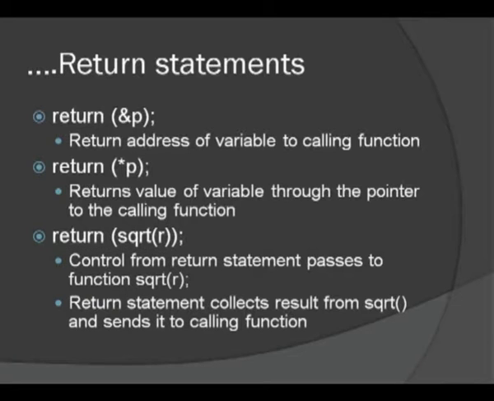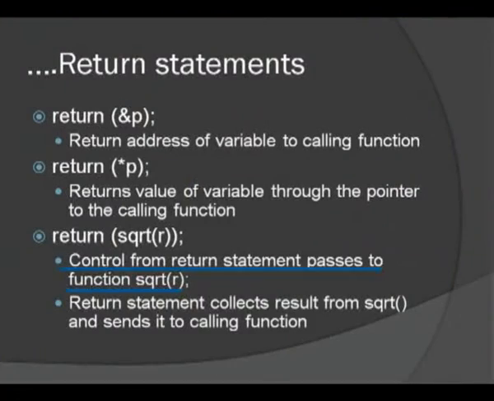The last type is return, within parentheses, sqrt, which is nothing but a square root function. Inside that you have an argument. The square root of r is a function by itself, so this return statement is returning a function. How will this be evaluated? Here the control from the return statement first goes to the function square root of r. In square root of r, certain statements will be defined.